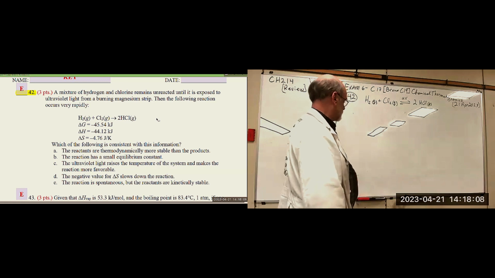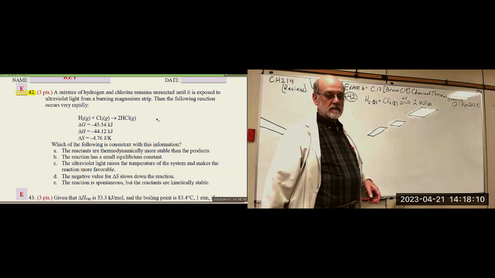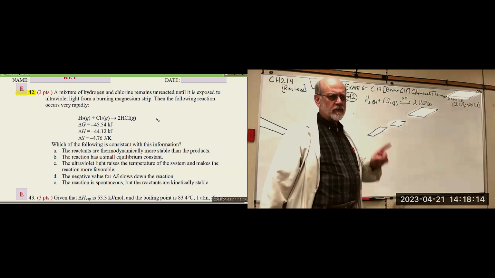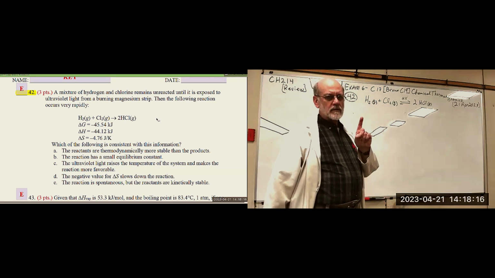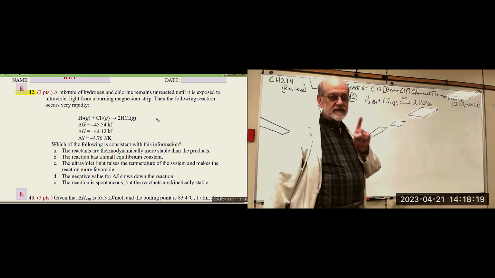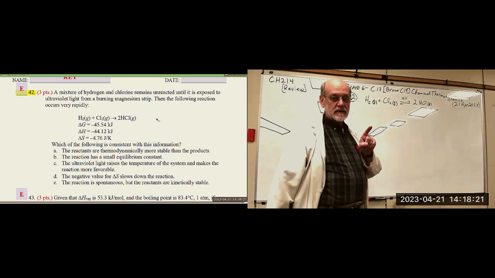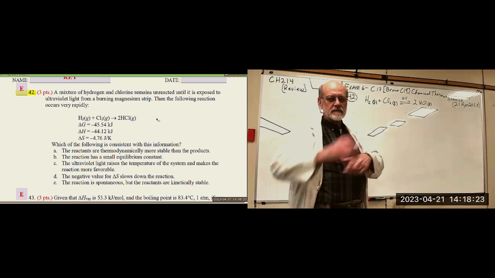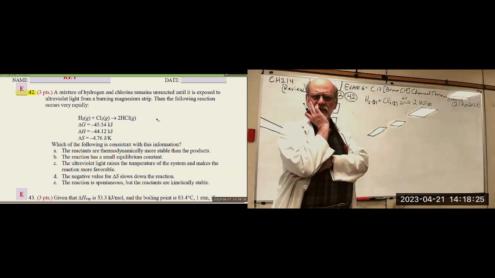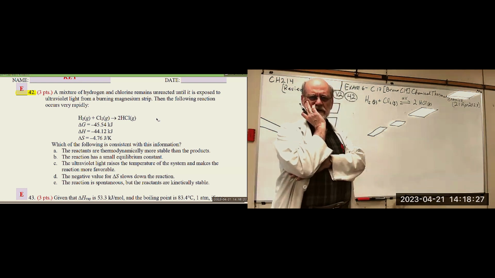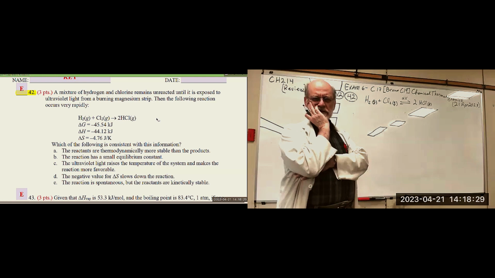Thermodynamically more stable. Yeah, if it's spontaneous, they have to be. Oh, wait a minute. No. Delta S is negative. Yeah, they are more stable. That's right. But is that the only answer?